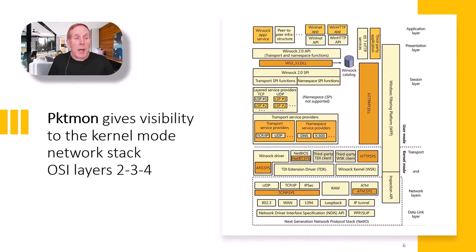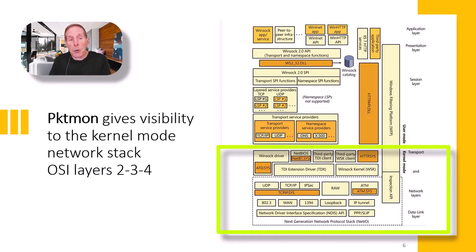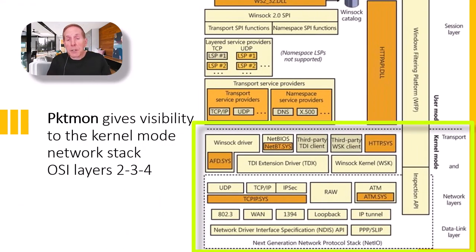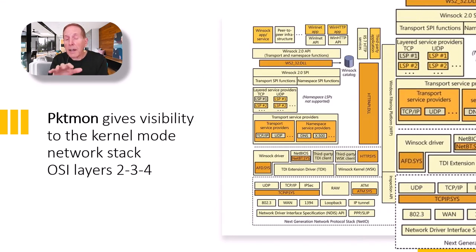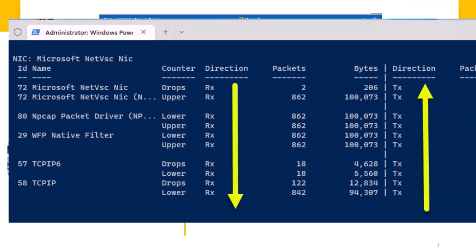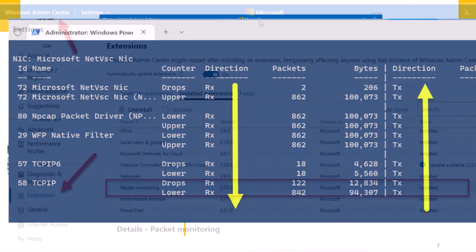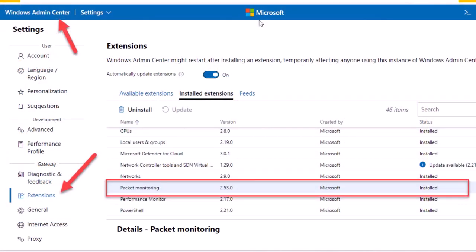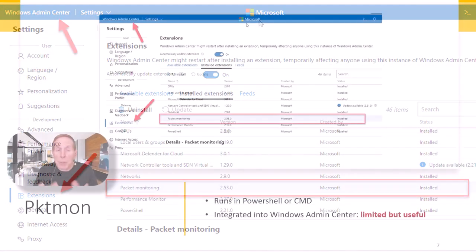Now, a majority of your network stack is in kernel mode. Packet Monitor gives you visibility in the kernel mode. It allows you to see your network stack at OSI layers 2, 3, and 4. Now, Packet Monitor runs in either PowerShell or CMD. You're also able to integrate it into Windows Admin Center. It's limited, but it is useful.